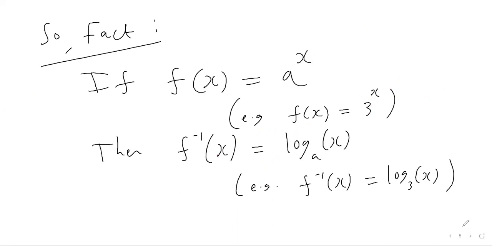So let's go to the next page then. I'm just writing out these facts again. If f of x equals a to the power of x, so for example, if f of x equals 3 to the power of x, then the inverse function is going to be log base a of x. So the inverse function in this example would be log base 3 of x. That's really the key point to take away from today.